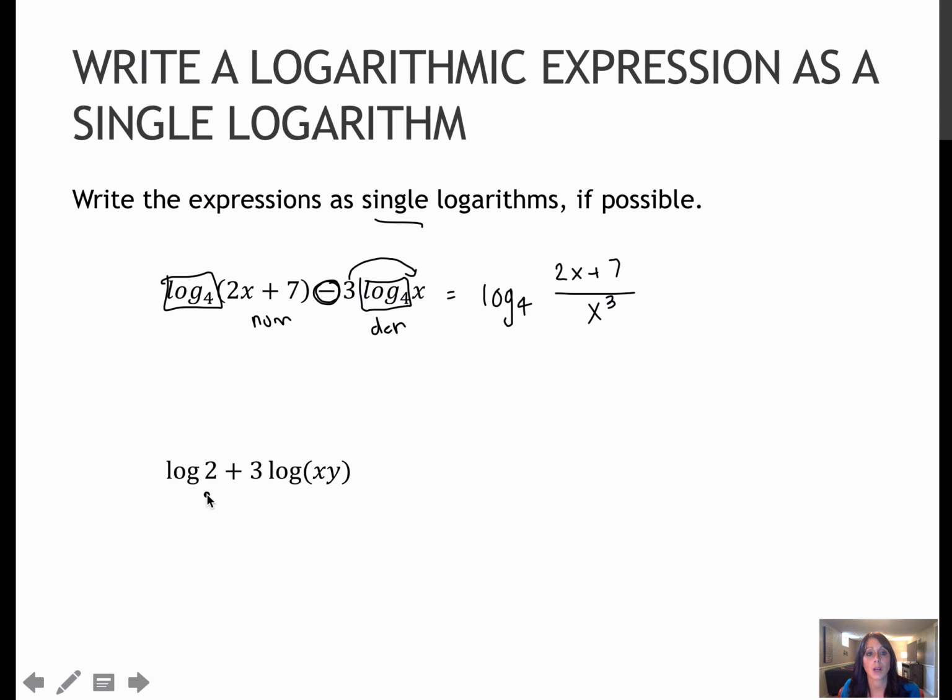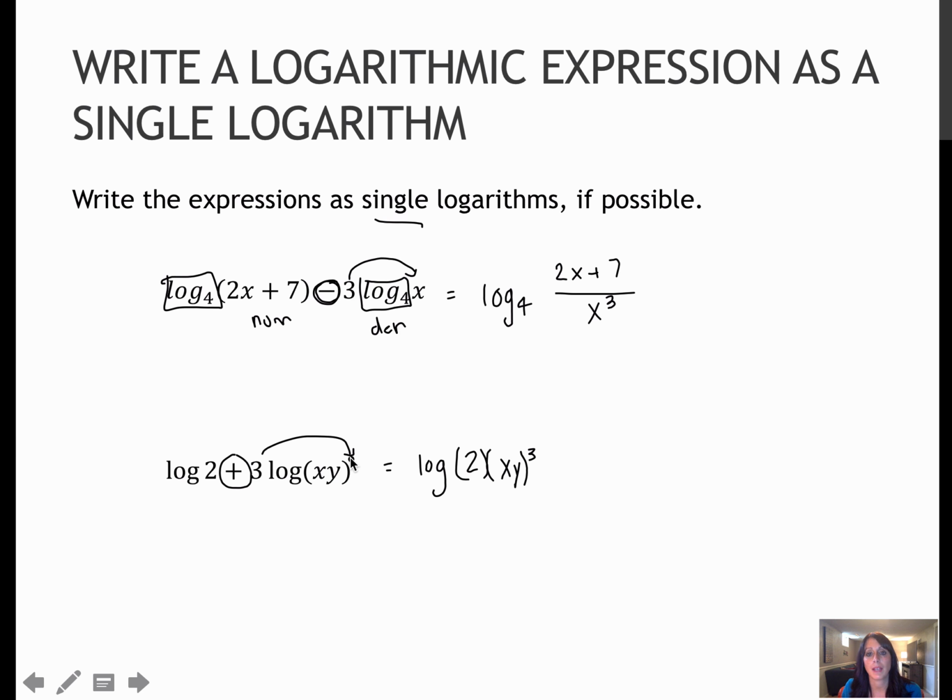Same idea. These are log base 10. Both are the same. Again, this 3 is going to be an exponent. It's going to be the exponent on both x and y. This is a product, however, because it's plus. So when I write this as a single logarithm, I'm taking the log of 2 times xy cubed.